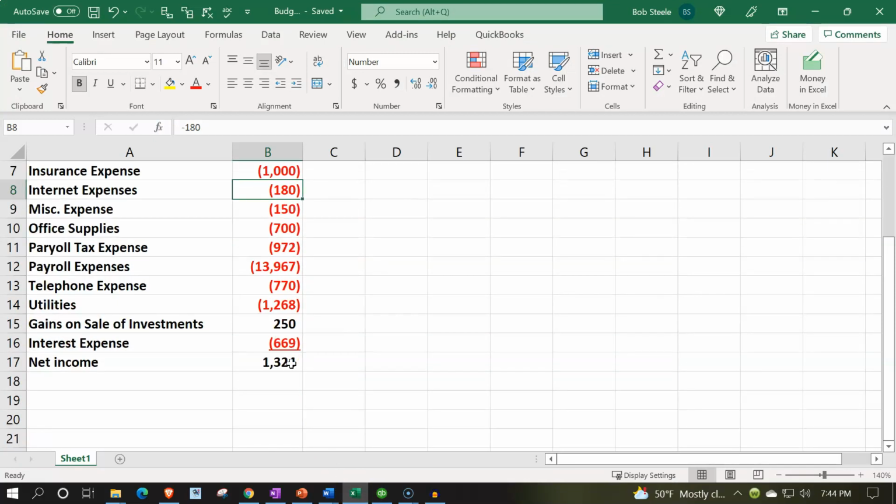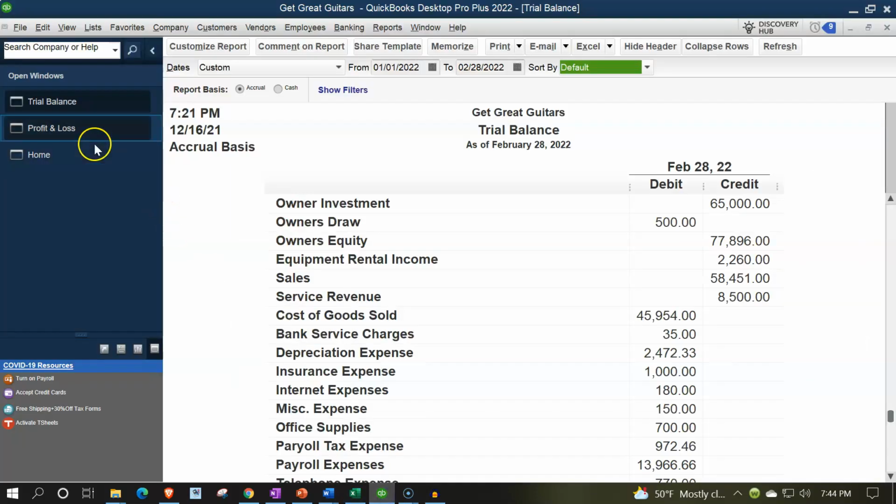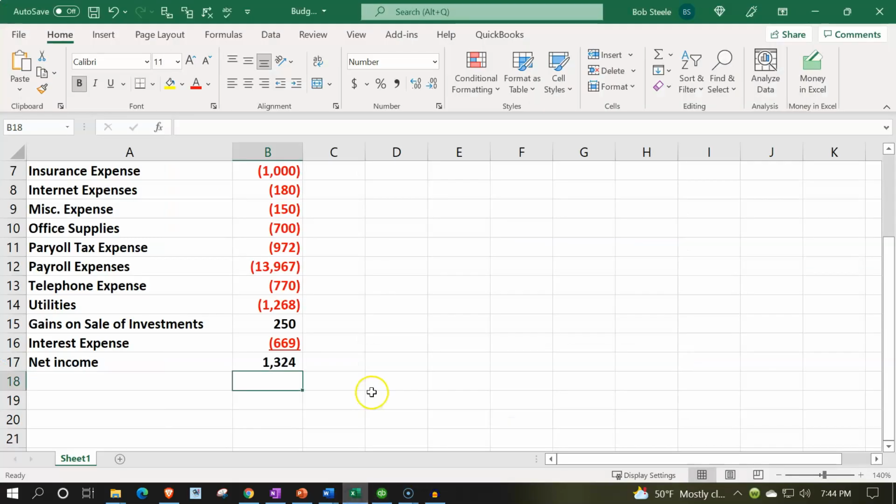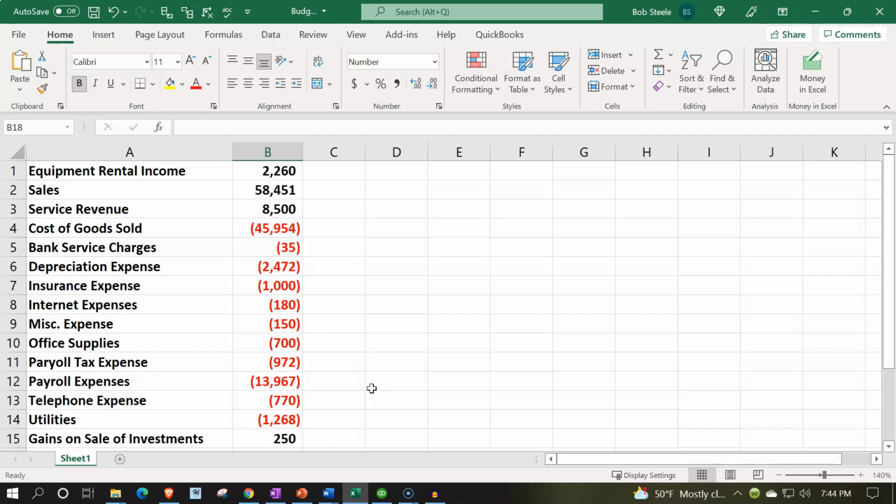So we have our list of accounts and we double checked our net income on the bottom here to the net income in the profit and loss. And so it looks good. We're good to make our budget from it. So now we're just going to construct, in essence, our budget from this lineup.